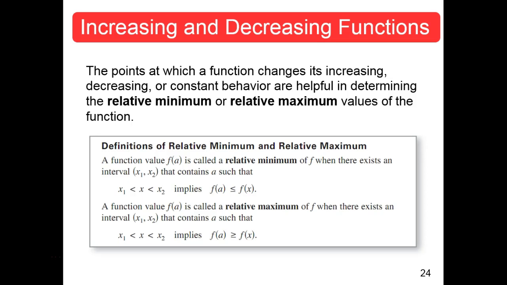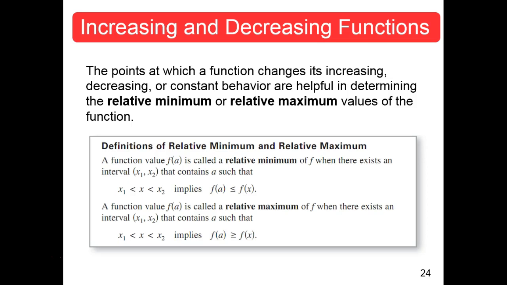Implies that f of a is always less than, this is a relative minimum, or it could be equal to any of the f of x's in there. Okay? So therefore, that flat part, they would be equal to it, so that would still be considered in that case a relative maximum, not a relative minimum.